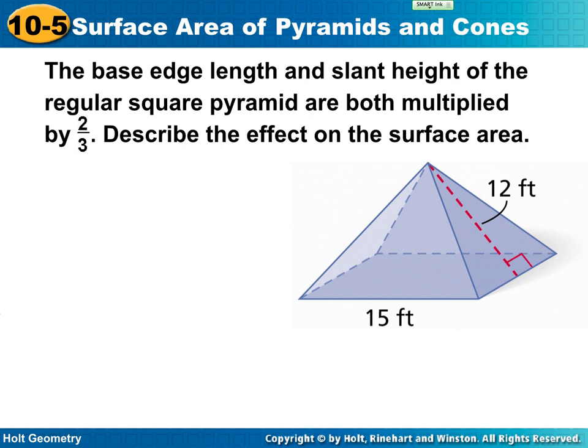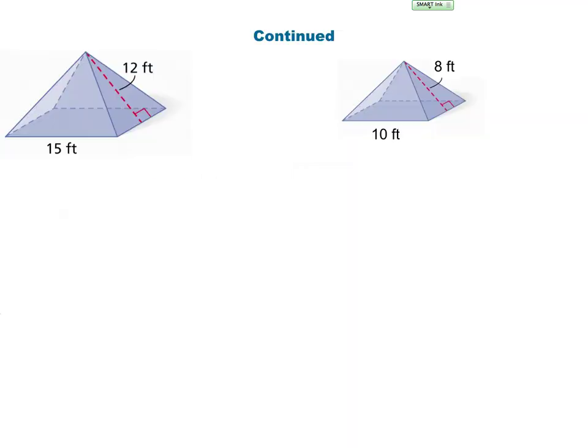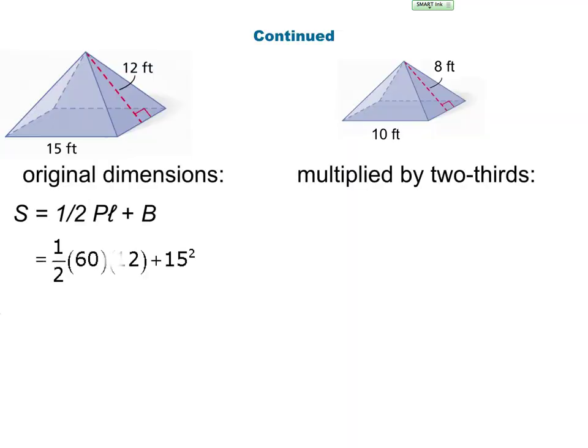Okay, if the base edge length and the slant height of the regular square pyramid are both multiplied by 2/3, what's going to happen to the surface area? What's it going to get multiplied by? 4 ninths. Square each one. And again, I calculated just in case we needed that.